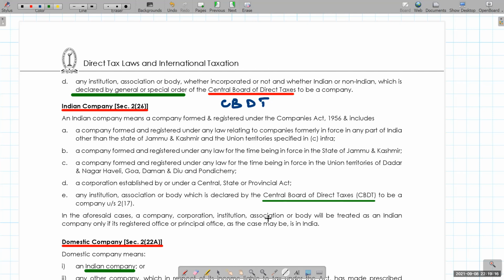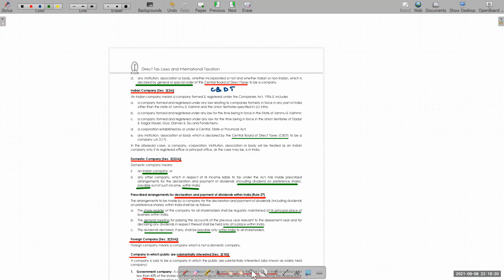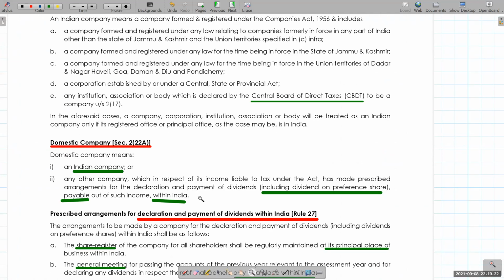What do you mean by domestic company? Actually, there is a big difference between a domestic company and an Indian company. The domestic companies include Indian companies or any company with respect to which income is liable to tax.